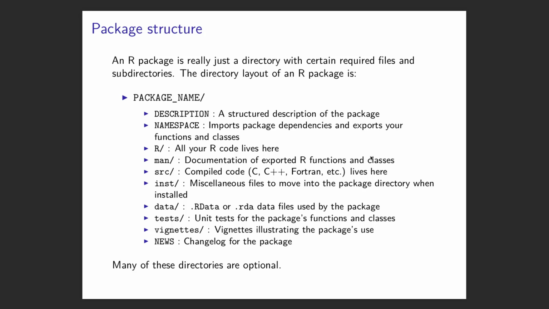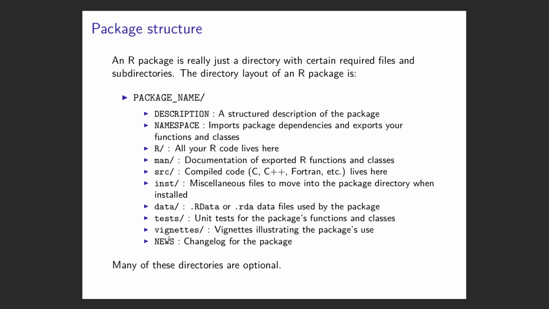Source, we didn't have one of these, but if you have C or C++ code, and we'll look more at that tomorrow, that's where any compiled code lives. There is possibly an inst directory that we didn't see. But this is just where you would put any miscellaneous files. There's a data directory if you happen to include any data in your package in .RData or .rda format. There's a directory for unit tests, a directory for vignettes, and then potentially some sort of news file that gives users a change log of what you've updated in the most recent versions.